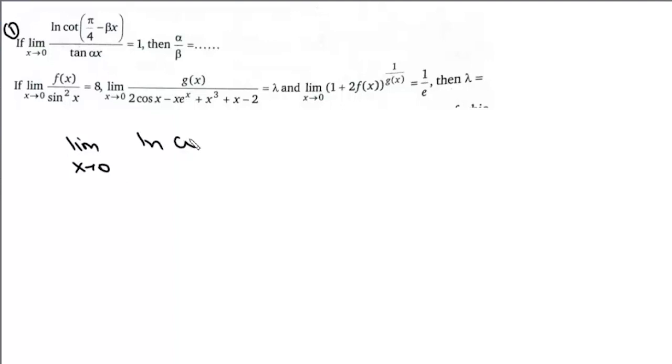Now here this next question is, if limit x tends to 0, log cot pi by 4 minus beta x upon tan alpha x equals 1, find the value of alpha upon beta.